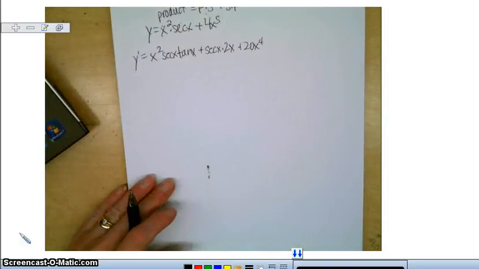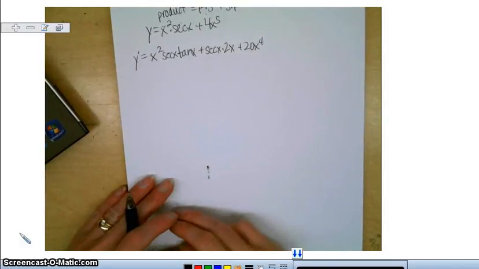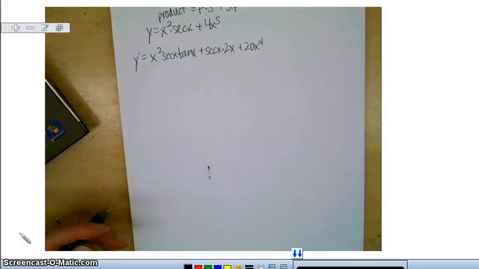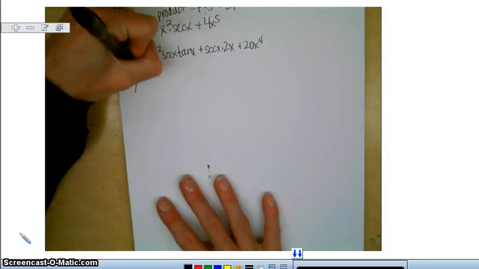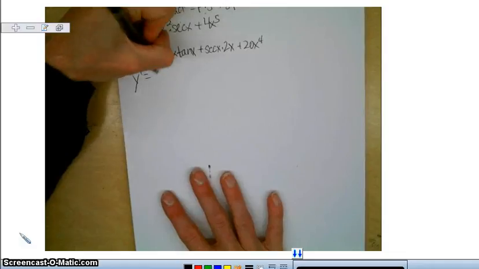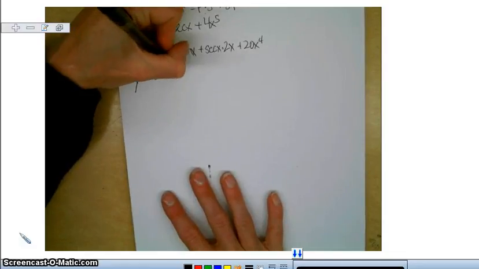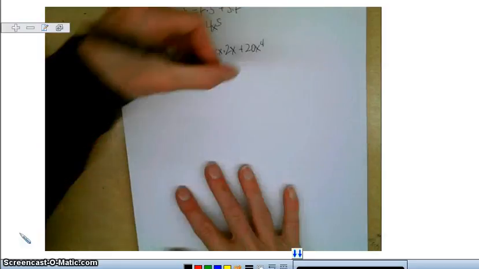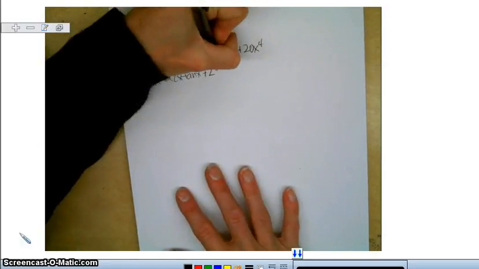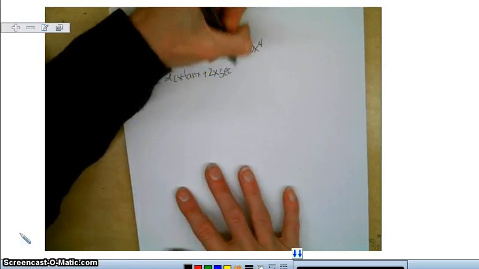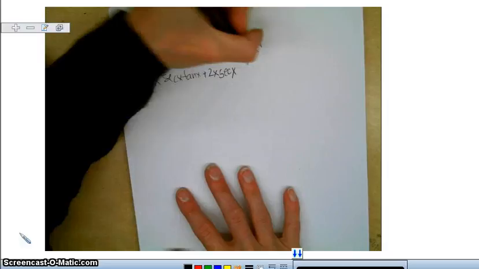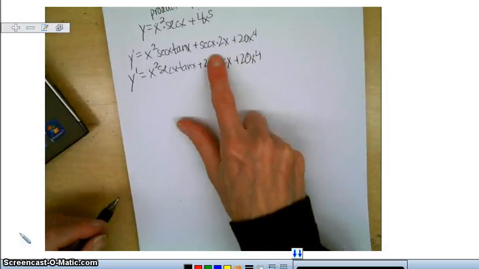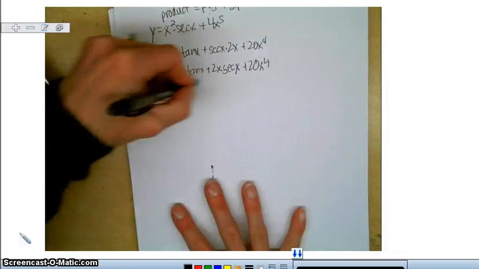Now, it may not look like you have to clean this up much, but you should. Sometimes your book will factor stuff out of these. It's not really necessary. This term you can leave like this, x squared secant x tangent x. But this term you want to write the 2x in front of the secant x. That way you don't think you're taking the secant of the 2x as well. And then the 20x to the 4th. So the only thing you're doing is writing this in a different order, and there's your derivative.